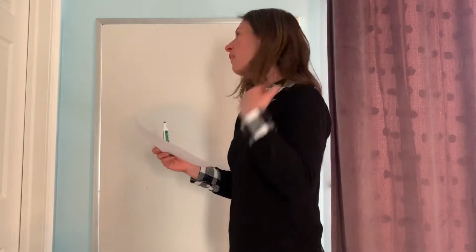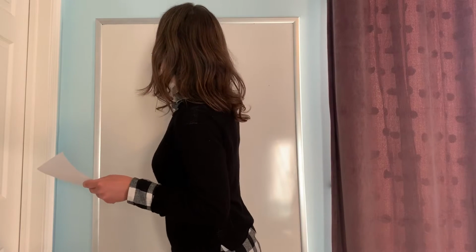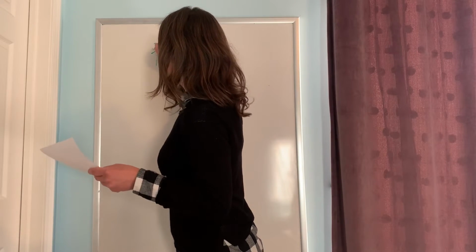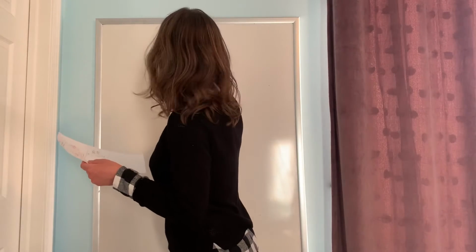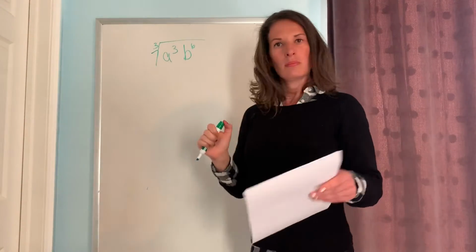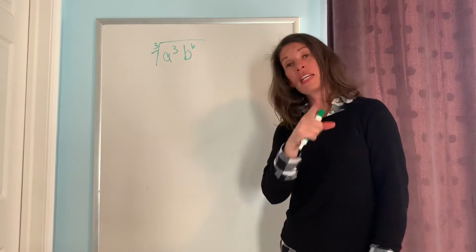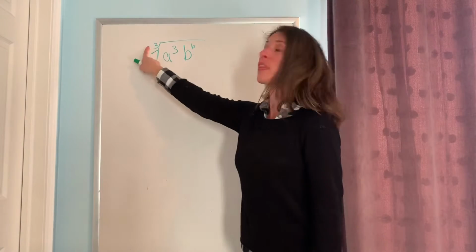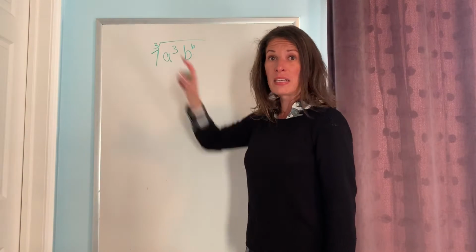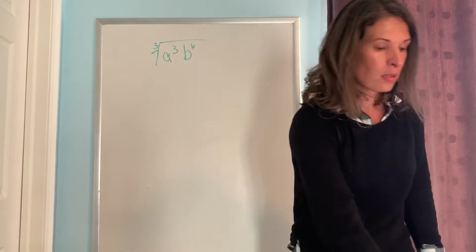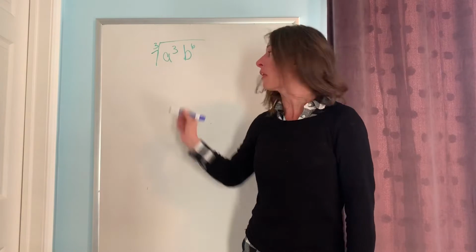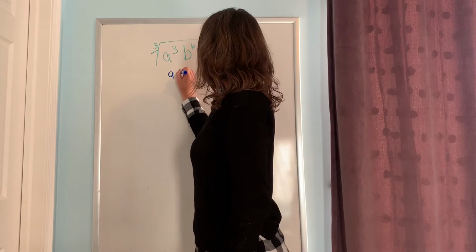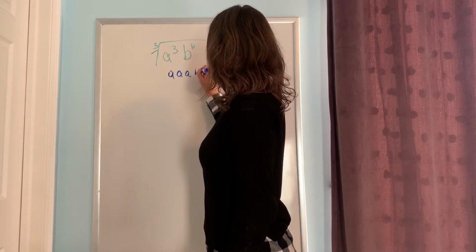So let's look at number 5. I have the cube root of a cubed b to the 6th. So how many do I need to break it out of jail? I need 3. My index always tells me that. For my variables, I'm just writing down how many there are. There are 3 a's. There are 6 b's.